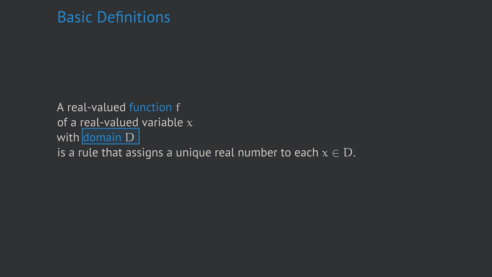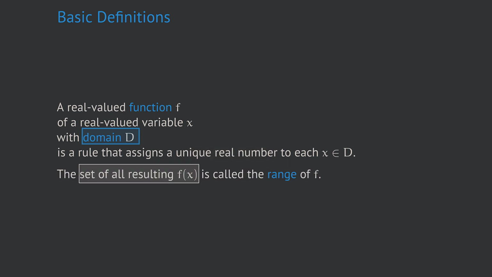Now, such a value, which is assigned by the function f to some x element of D, is called a function value or the function value of x and is denoted by f of x, which means f followed by an x in brackets.